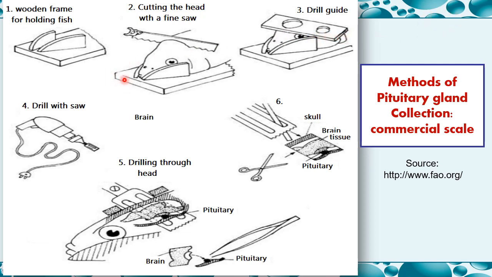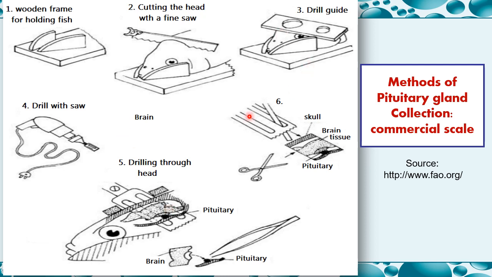For large scale collection of pituitary gland, a wooden frame is used for holding the fish. The fish is held in the wooden frame and the head is cut with a fine saw or a sharp strong knife. A drill guide is prepared, or a cylindrical core of the entire skull with the brain is removed using a cylindrical hole cutter or hole saw attached to an electric drill. A plank with a hole is kept pressed on the skull to guide the hole saw.